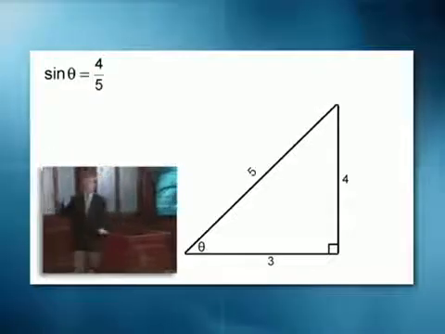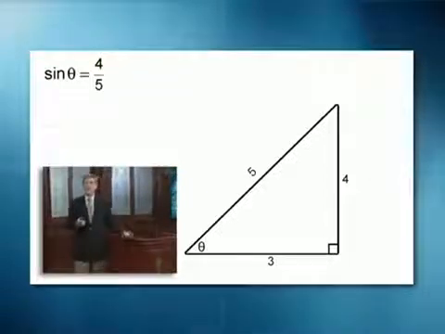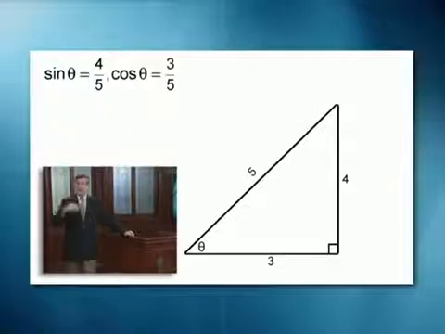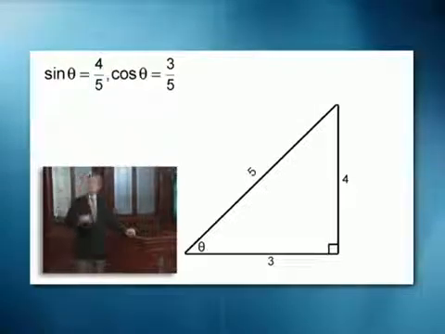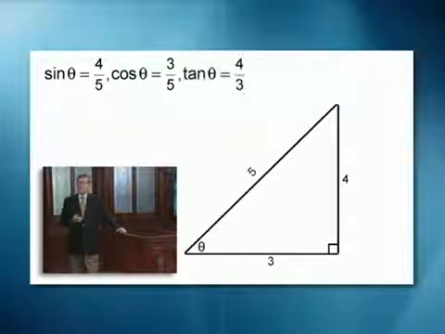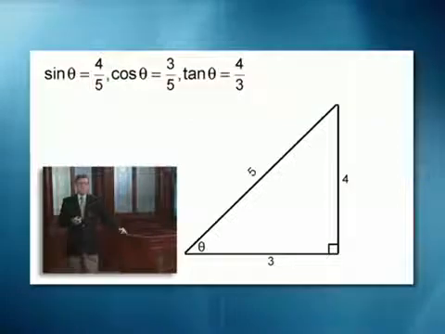So what's the sine of theta? Well, it's opposite over hypotenuse, so it's 4 over 5. What's the cosine of theta? Adjacent side over hypotenuse, so it's 3 over 5. How about tangent? Well, tangent is opposite over adjacent, 4 over 3.